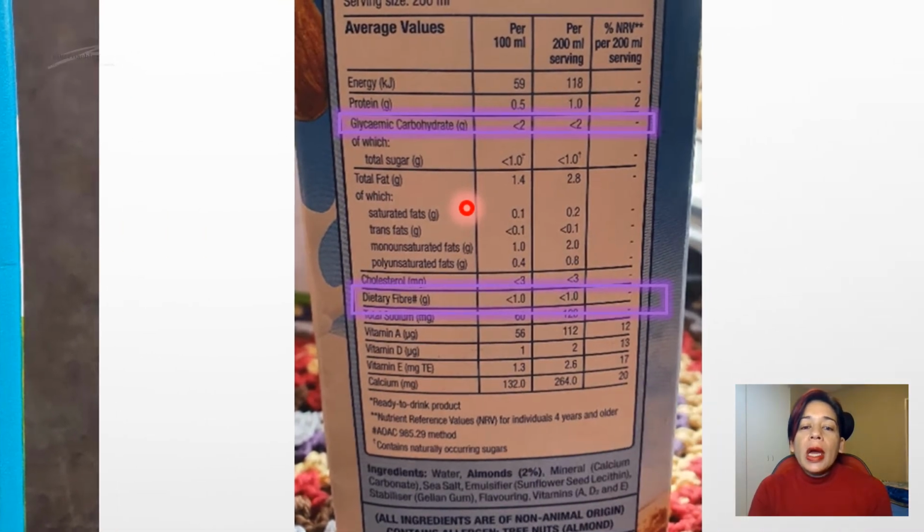When you look at an almond milk, which is unsweetened, so please make sure that you're choosing an unsweetened almond milk, it's less than 2 grams of carbs. Half of that is sugar. And then you also have less than 1 gram of fiber. So you have a net carb of about 1 with almond milk.